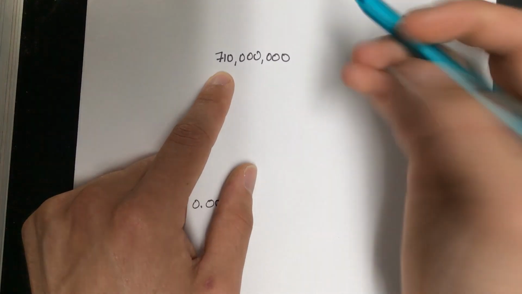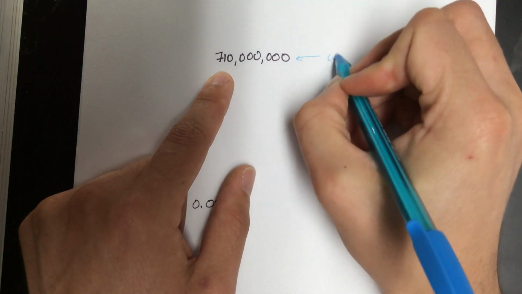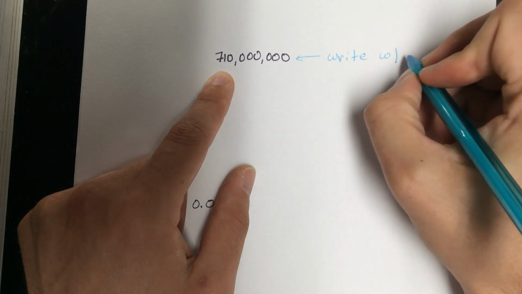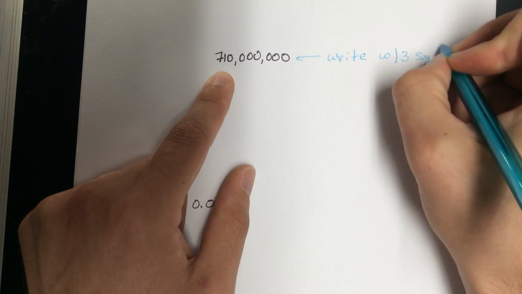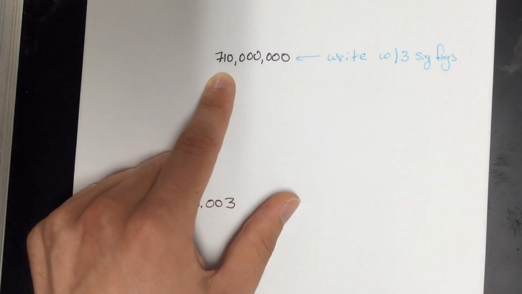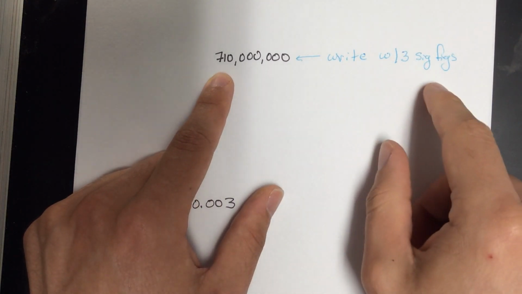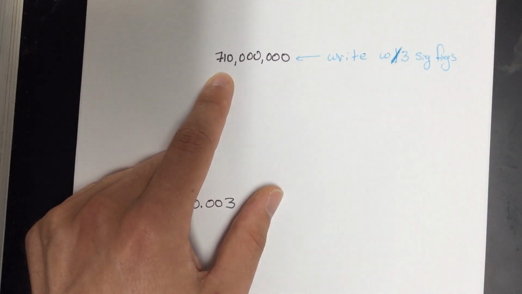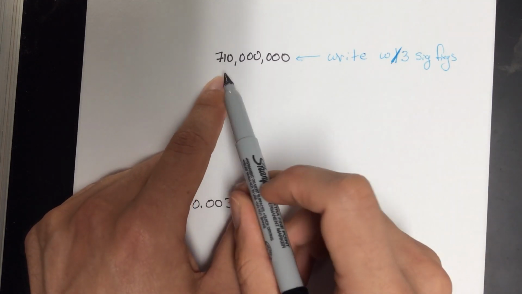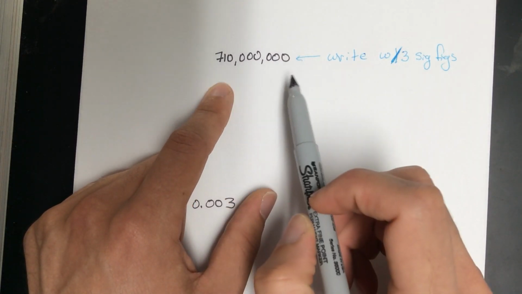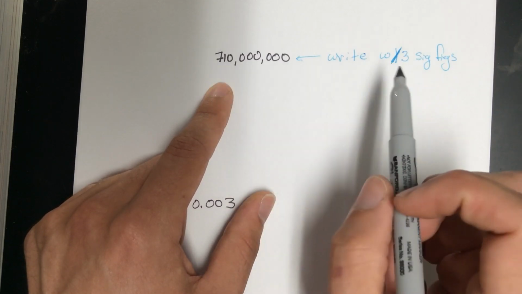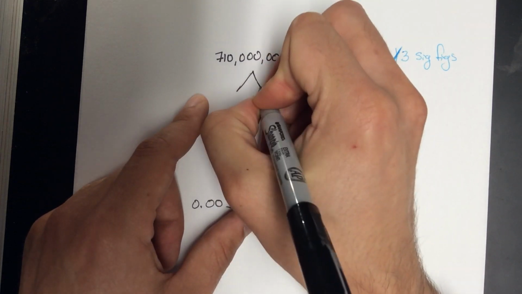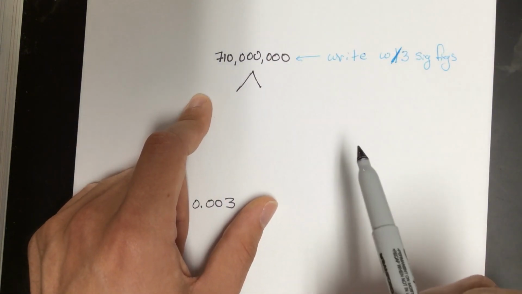But let's say that I have been tasked with writing this number so that it has 3 significant figures. There's a problem, because I literally cannot write this number in standard format so that it has 3 significant figures. So instead, I have to write this number in scientific notation in order to do it with 3 sig figs.